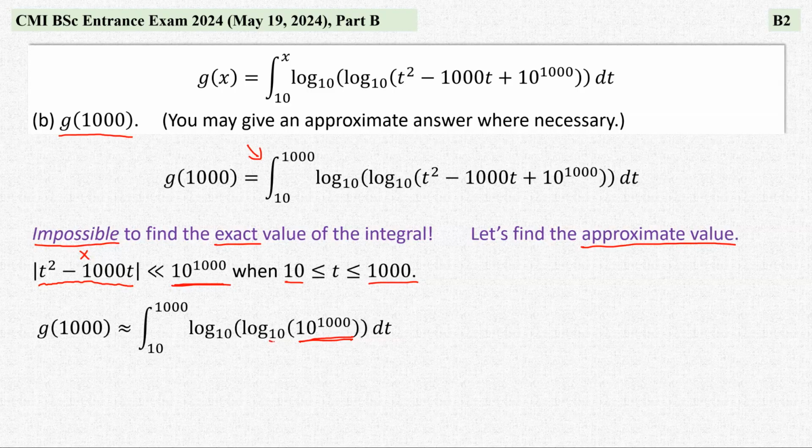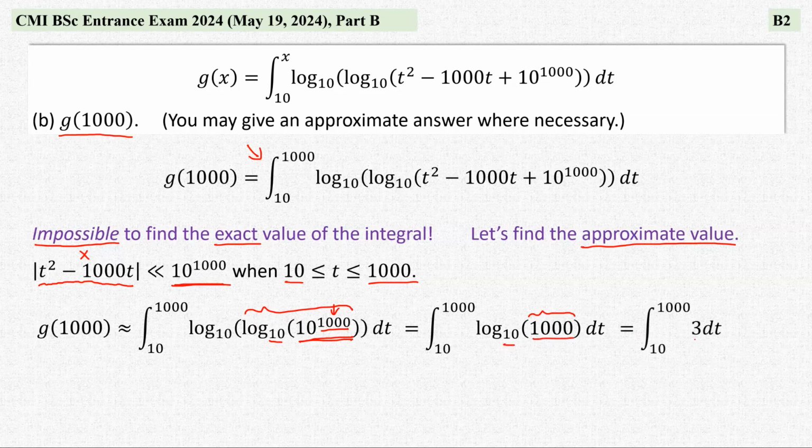Here we have log base 10 of 10 to the power of this number at the exponent. So this part simply gives this value at the exponent. So the integrand is simply log base 10 of 1000. And log base 10 of 1000 is just 3. So we simply have the integral of 3, which gives us 2970 as the approximate value of g of 1000.